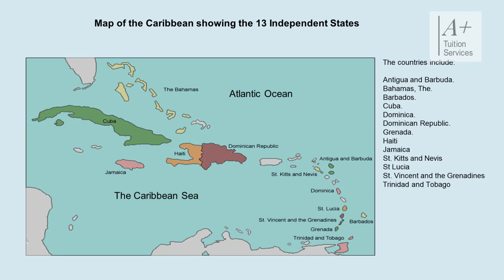It is also important to notice that the two bodies of water that bound the Caribbean are the Caribbean Sea, which is between South America and the Caribbean chain, and, to the outside of the Caribbean chain, toward the rest of the world, the Atlantic Ocean. It is pointed out on the map for you. So have a look at that. The two bodies of water that bound the Caribbean are the Caribbean Sea and the Atlantic Ocean.